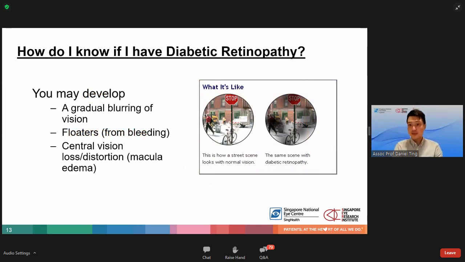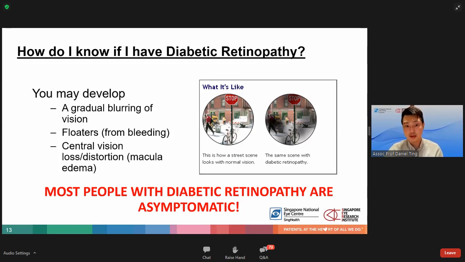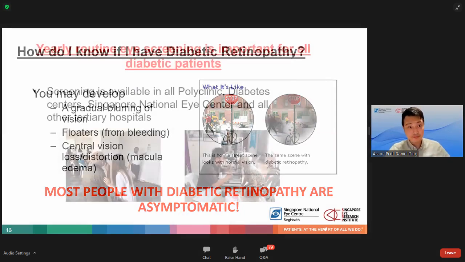So some of the symptoms, as I mentioned before, include central blurred vision. You can even have floaters because of the bleeding into the eye. But the scary thing is that most people with diabetic retinopathy are asymptomatic. Hence, it highlights the importance of early screening as well.